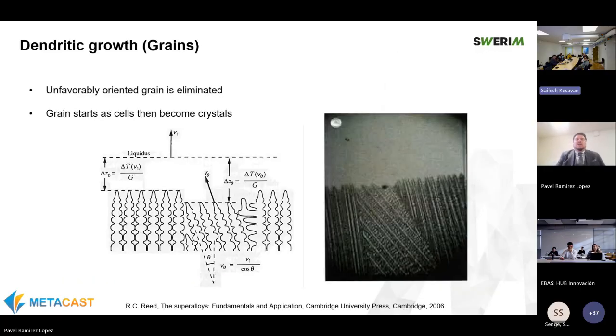So in the case of grains, unfavorably oriented grains are eliminated as they grow. You saw in our example clearly how we have a whole bunch of dendrites growing in one direction, and when they are blocked, they form a boundary. And this is what we later on identify as grain boundaries as well. So the grain starts as cells and they become crystals.